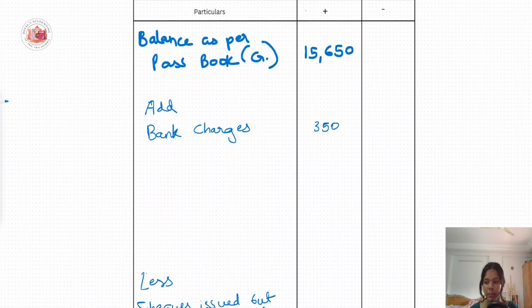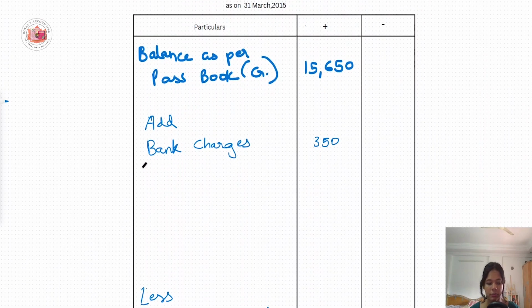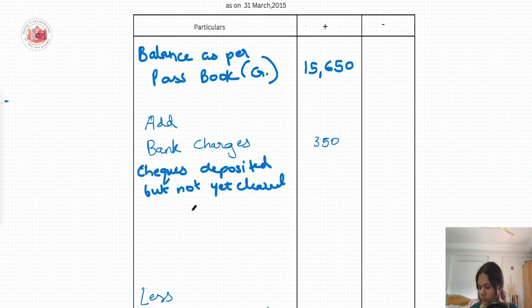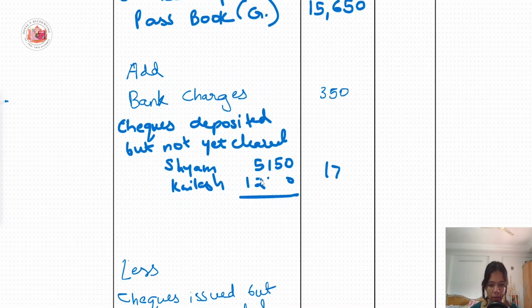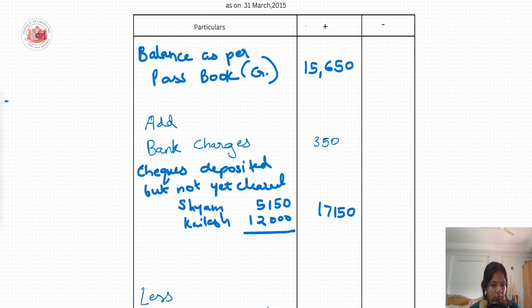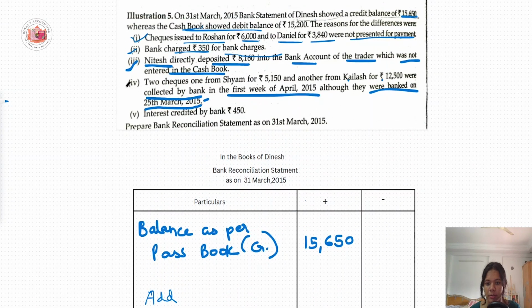checks deposited but not yet cleared. Shyam 5,150, check of Kailash 12,500. So my total will be 17,650. Okay. Let's go to the next transaction.